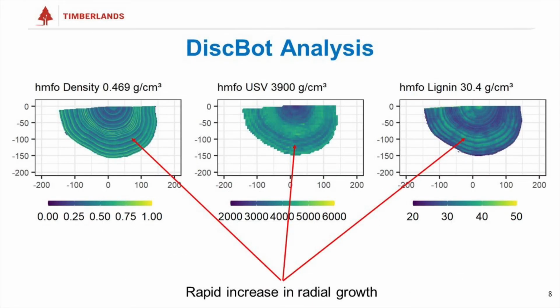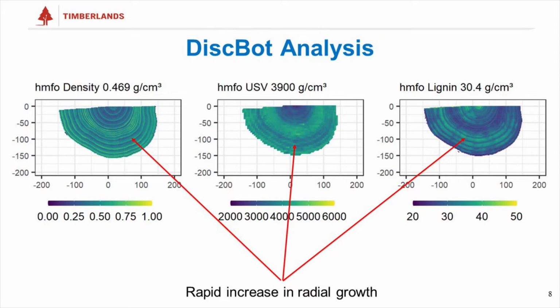We also observed some examples of interesting patterns of wood properties from the DiscBot data. We found some discs where there had been a slowing of growth followed by a rapid increase. The disc shown in the slide actually came from a plot that had not received fertiliser, so it is more likely to be the result of the tree being released from local competition.